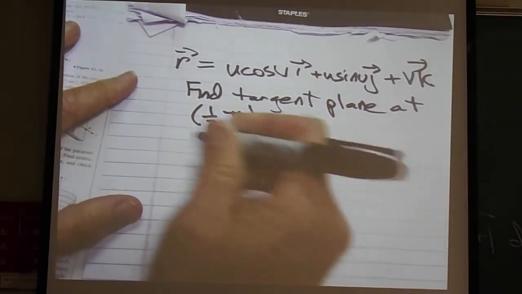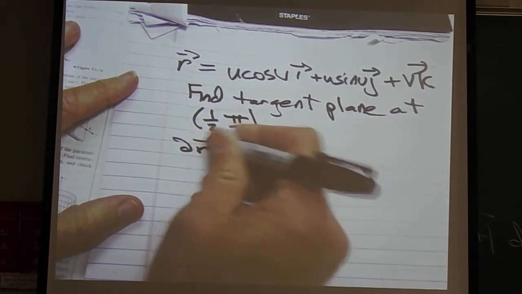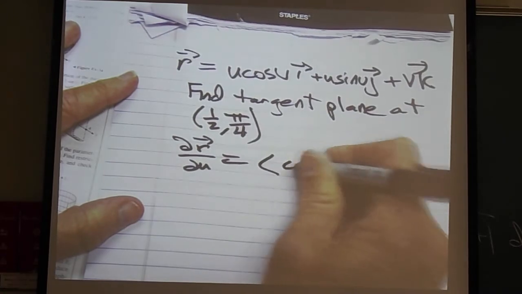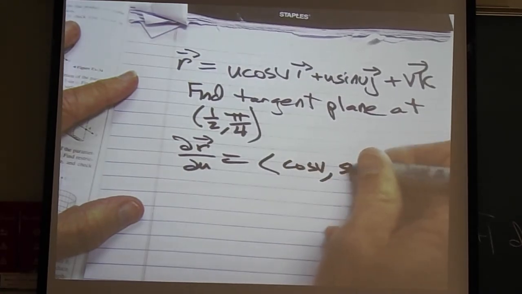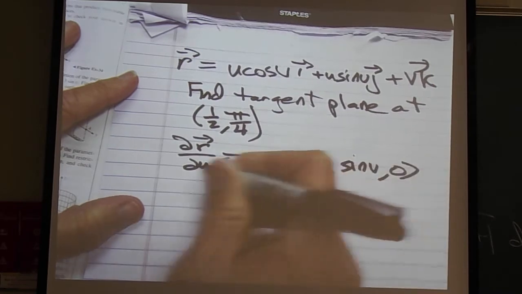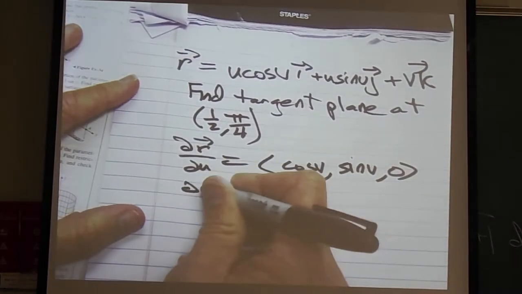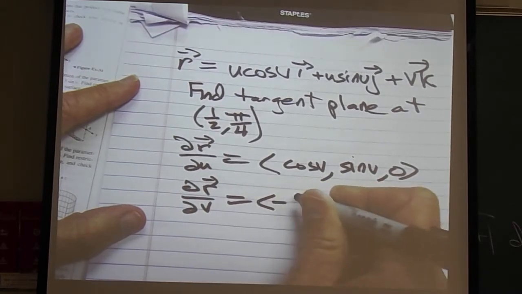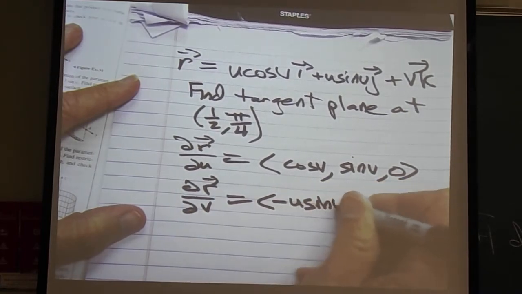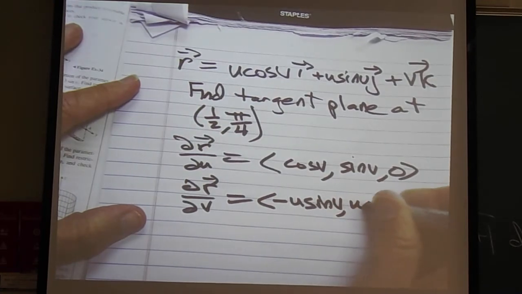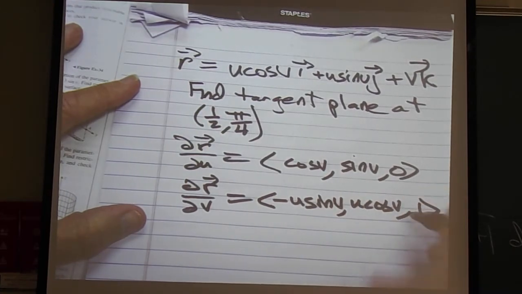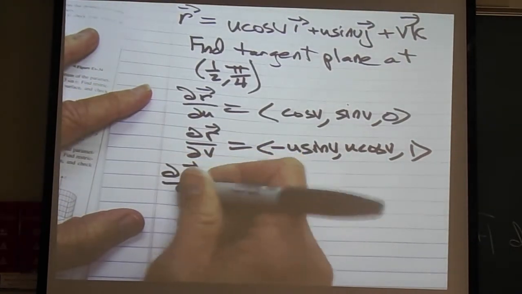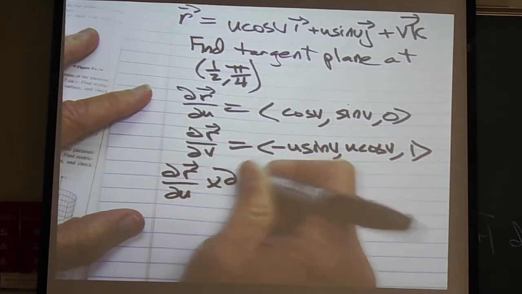I first find a normal vector by simply finding dr du. I just take partial derivatives here and I get the vector cosine v, sine v, 0. I take dr dv, and I get minus u sine v, u cosine v, and 1. And then I take their cross product, dr du cross dr dv.